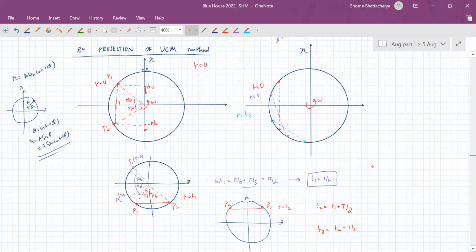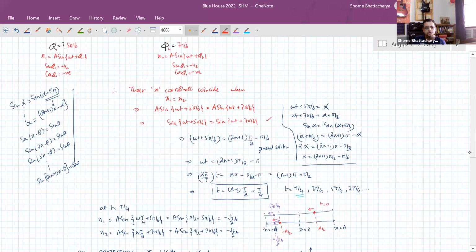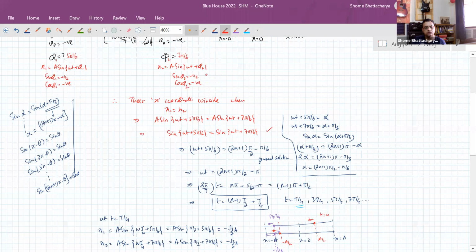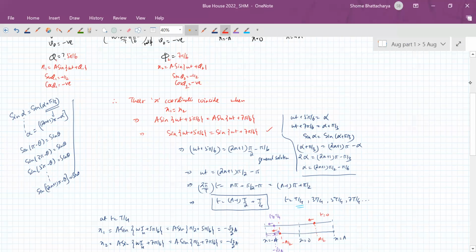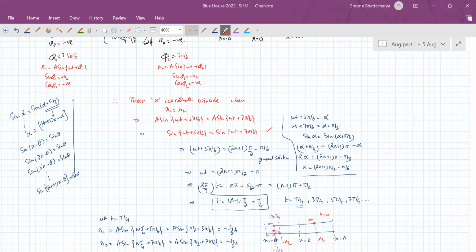Sir, for particle 2's phi, can you go up? Yeah. Phi2. So in phi 2, sir, sin will be negative and cos will be negative. Why? Because it is given to us that V0 is negative for both of them. And particle 2's position is minus a by 2. So it is sine inverse of minus half, such that cos is also negative. Third quadrant.